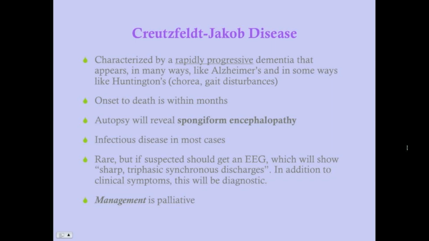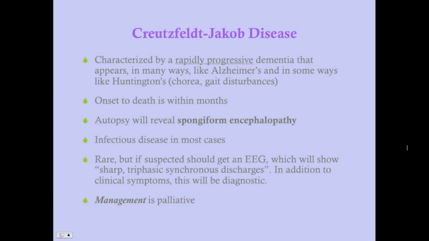And so it's going to resemble Alzheimer's, but it's like compressing Alzheimer's into a 1-year period as opposed to a 10-year period. It's also going to have some resemblance to Huntington's disease in that there are gait disturbances and chorea. But the most distinguishing factor about Creutzfeldt-Jakob disease is that it is fast. The onset to death from diagnosis and onset of symptoms is within months.